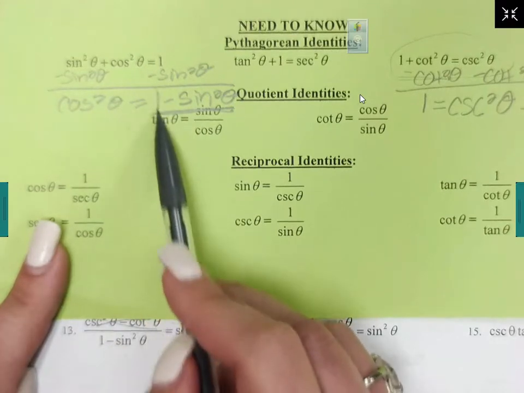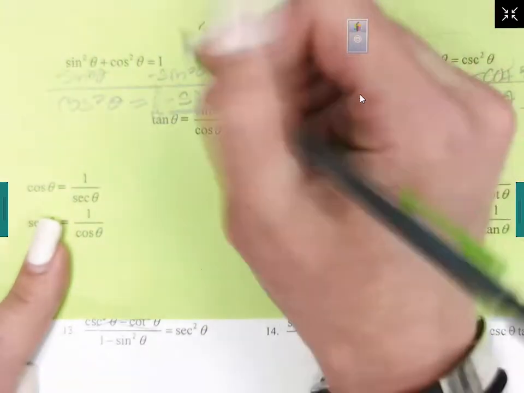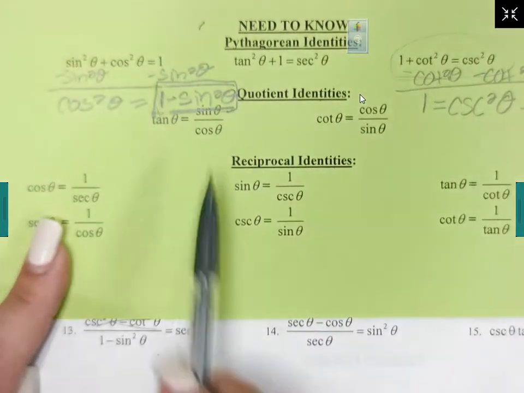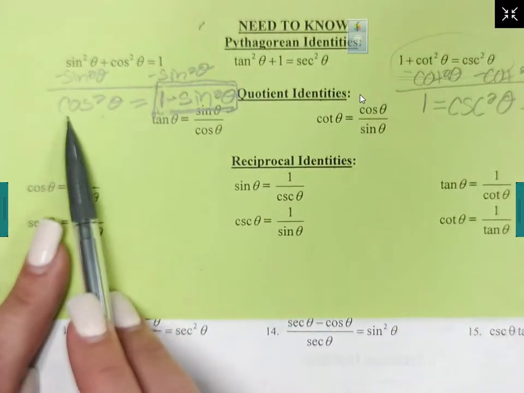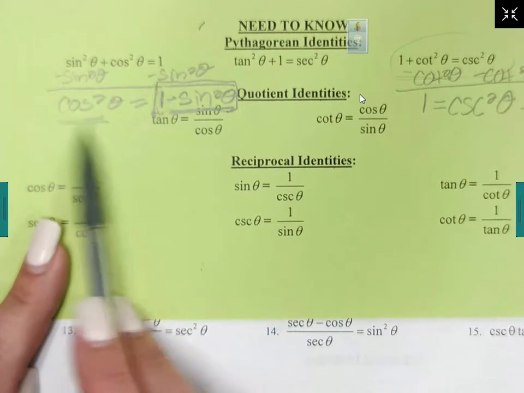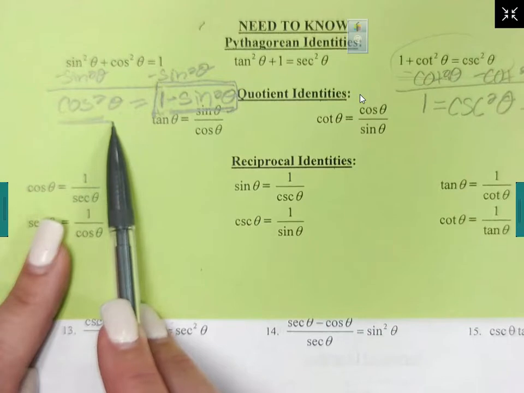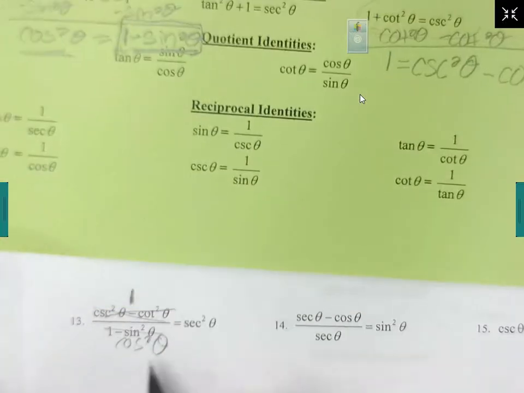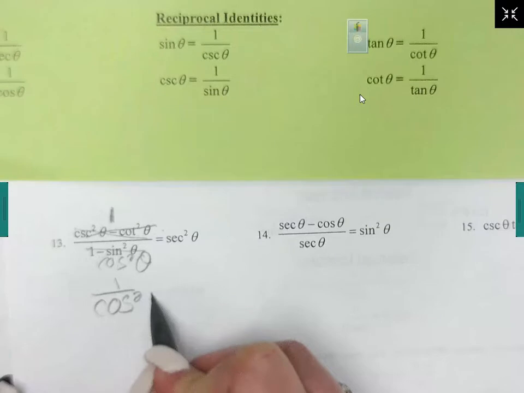Do you see how this says 1 minus sine squared of theta, right? What is it equal to? It's equal to cosine squared of theta. Do you see how we found that? So over here, we can replace this with cosine squared of theta. Then we would just be left with 1 over cosine squared of theta.